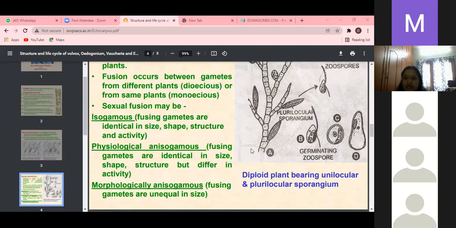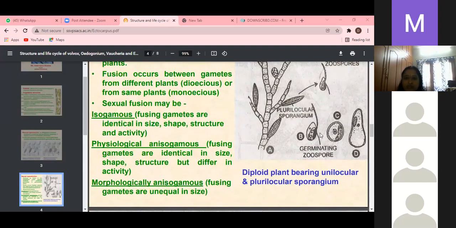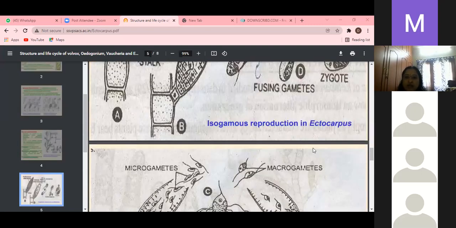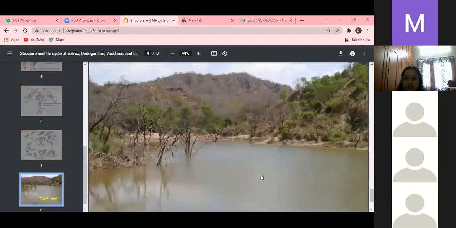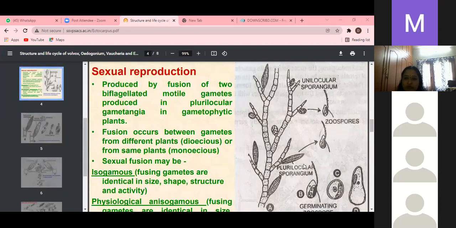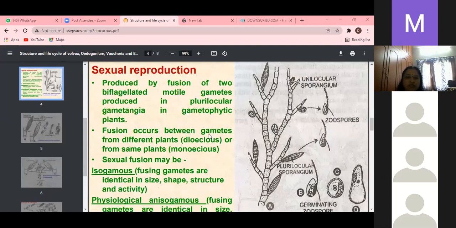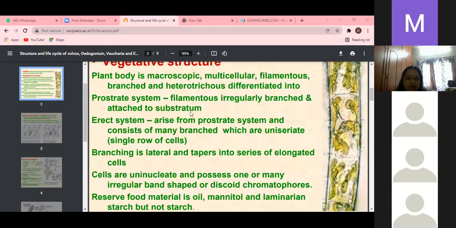And in this part, one second, the picture is not there. Okay, see, this one is the erect system and the second one is the prostrate or creeping system. The prostrate creeping system is the under part. That is where the thallus is well developed, differentiated into two systems: one is the prostrate system, the second is the erect system.